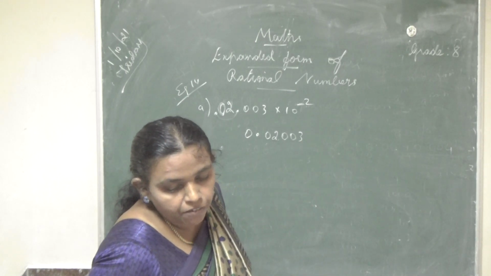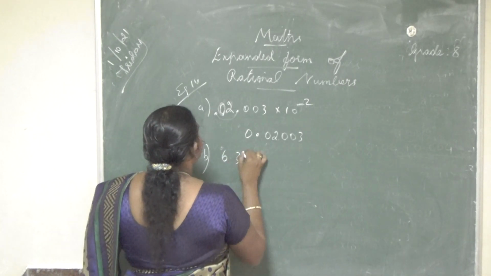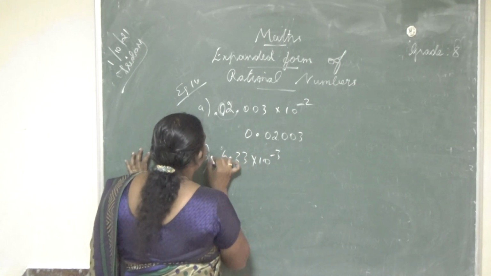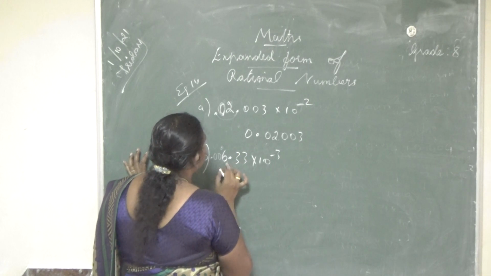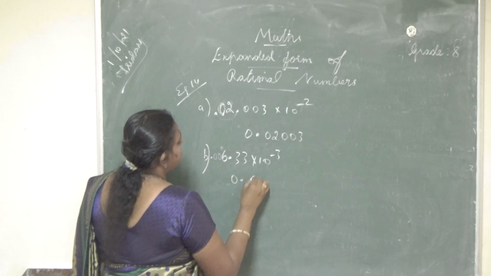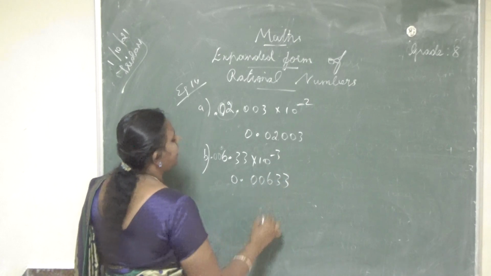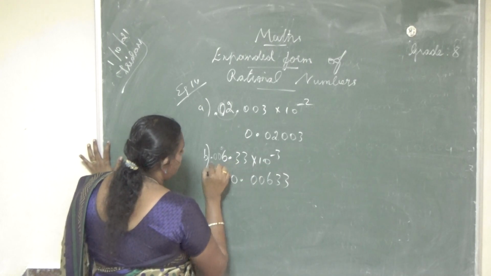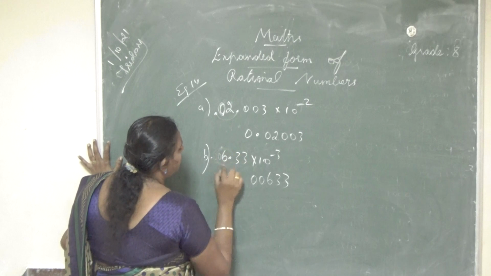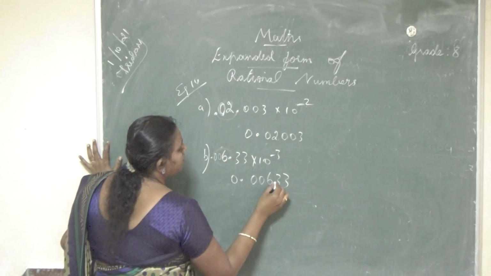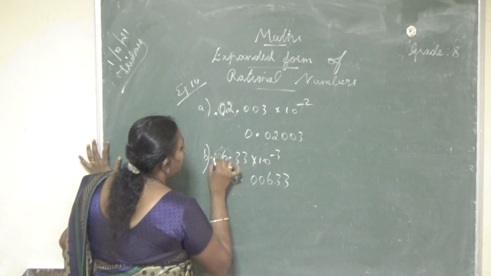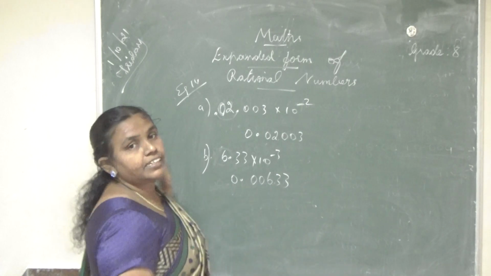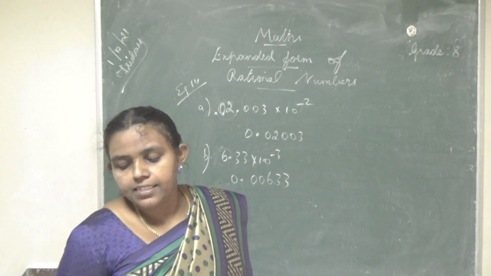Okay. Then next, 6.33 into 10 the power minus 3. 6.33 into 10 the power minus 3. How do you do it? We have to move this point here. So here 2, correct? 0.0063. Clear? Minus 3, we have to bring it here. So what? Here we need 3. So moving it 3 places, I need 2 zeros. 0.0063. Understand? Next.